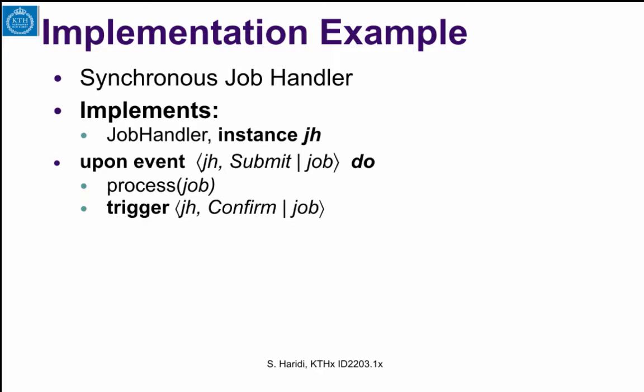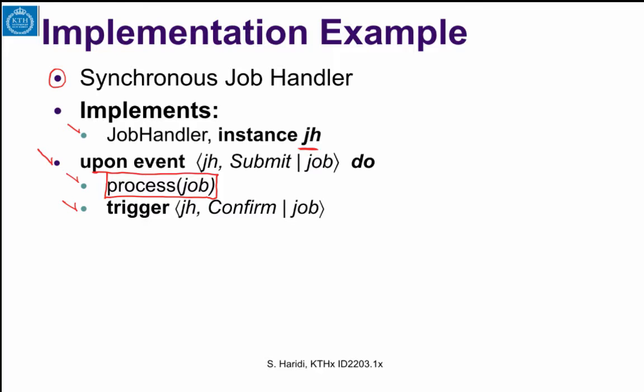So let us see now how we have an implementation of the job handler. We do first what we call a synchronous implementation. Again, we want to implement a job handler, and our instance is JH. Now we describe exactly what happens when we get a submit event. We assume we have a procedure which always succeeds. It takes the job and processes it. After it processes it, we can trigger to the environment, to the application, an indication event saying that the job has been confirmed.